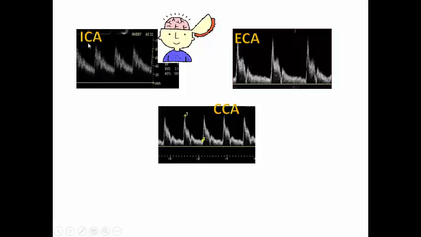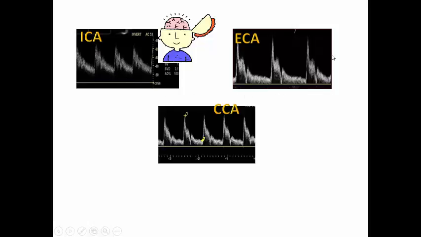So it is a low resistance waveform. It has a broader systolic peak. It has lots of end diastolic flow. It's monophasic, meaning that it is above the baseline during all parts of the cardiac cycle, and it has low pulsatility, a smaller difference between the peak systolic and end diastolic velocity.